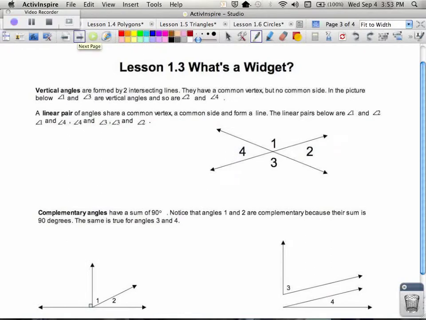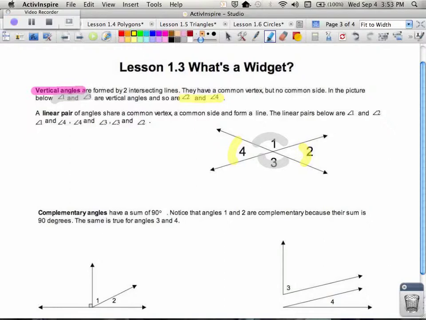Some other definitions that we get into are things called vertical angles. Vertical angles are those angles which are formed when you have two intersecting lines. They have a common vertex, but not a common side. Down below in our picture, we will notice that we have two sets of vertical angles. One set is angle 1 and angle 3, and the second set is angle 4 and angle 2.